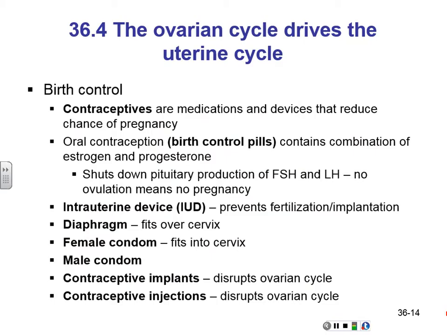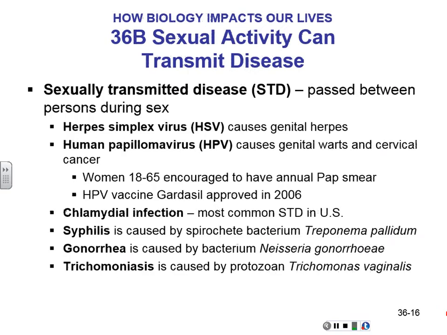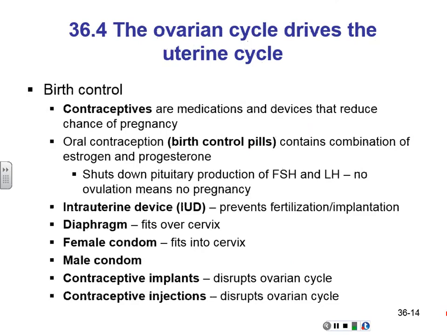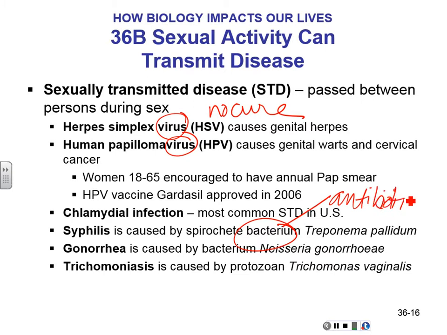There are some great paragraphs in your textbook that talk about different birth control methods and also talk about different sexually transmitted diseases. There will be a few questions on the test. I suggest you go through them and just realize at least what the different birth control options are. And then for sexually transmitted diseases, just know the difference between what's a virus, so this is no cure, versus a bacterial infection where you can take antibiotics.